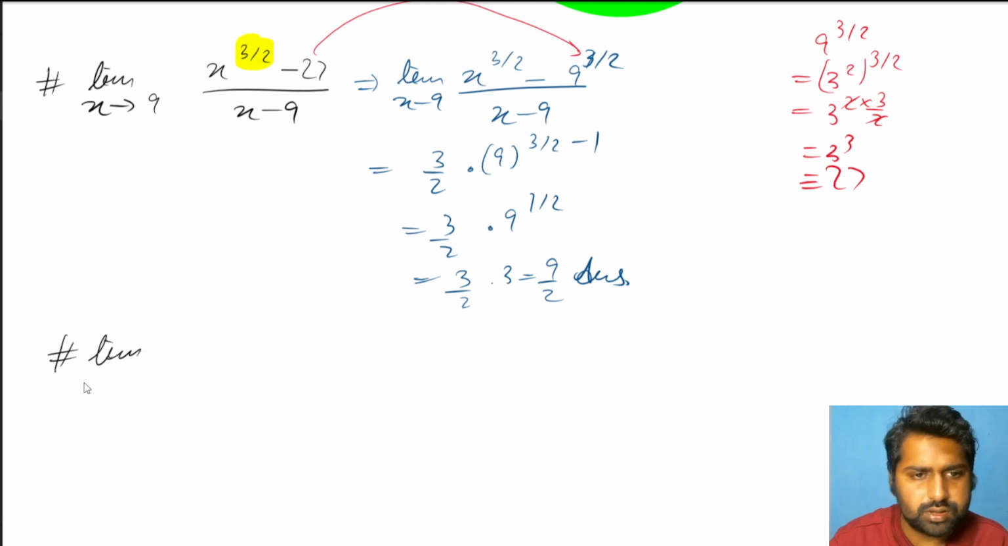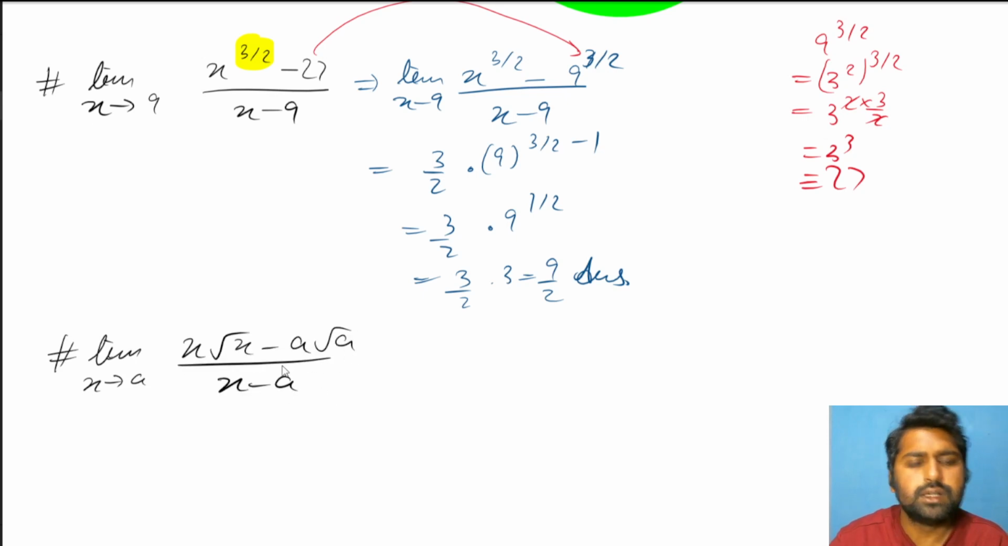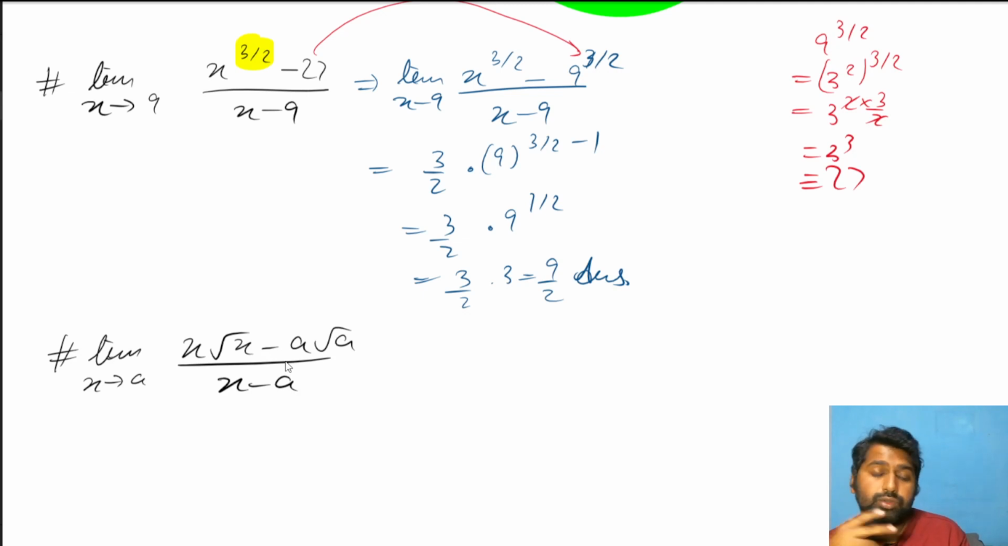Next, limit, let's take an arbitrary constant, x tends to a, x root x minus a root a upon x minus a. Now you might think, yes, there is a square root involved. We can rationalize. You can try. Maybe it will work, maybe it will not. You'll have to see for yourself.